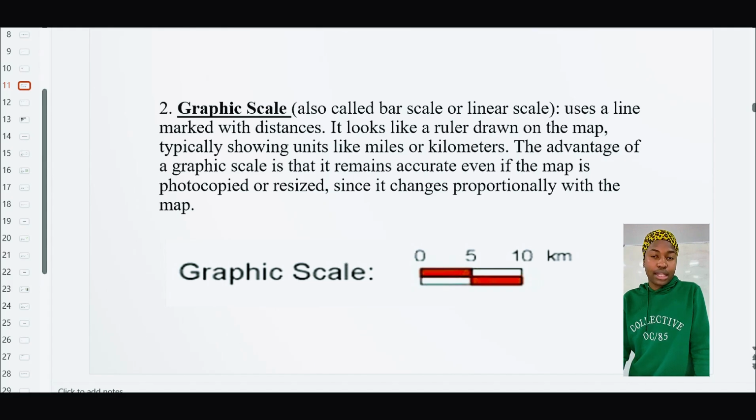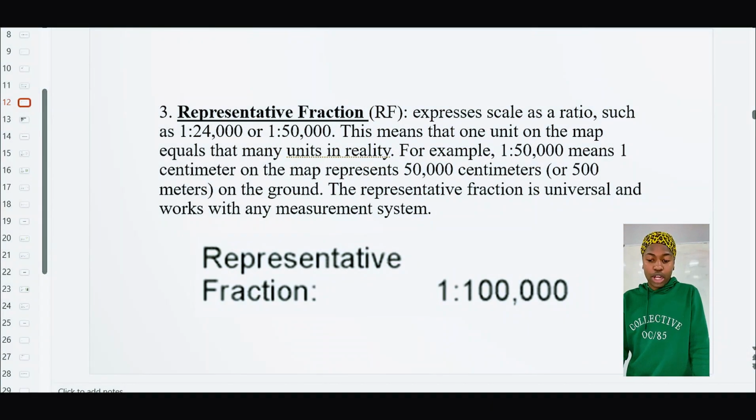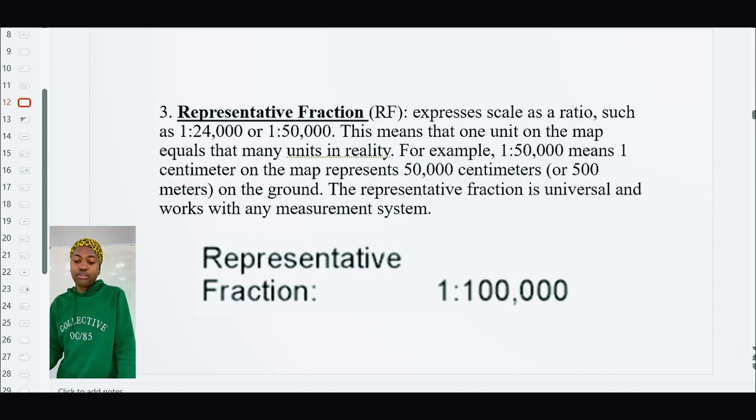And then we take a look at the representative fraction. This type of scale expresses the scale as a ratio, such as 1 to 24,000 or 1 to 50,000. This means that 1 unit on the map equals that many units in reality. For example, 1 to 50,000 means 1 centimeter on the map represents 50,000 centimeters, or 500 meters, on the ground. The representative fraction is universal and works with any measurement system.